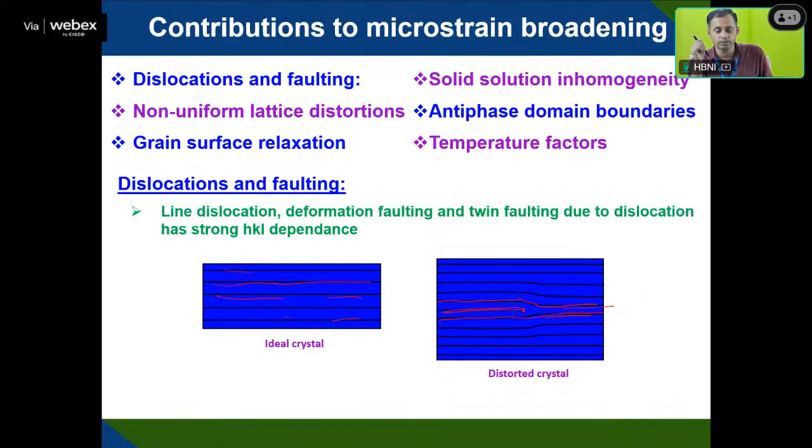And if you have a solid solution inhomogeneity, like you are doping some material up to the solution limit, for example, if you put nickel in zinc oxide, up to a certain extent, 5 to 7%, it will go inside. Beyond that it will not go into the lattice. Instead of going into the lattice, it may go to the interstitial or deposit on the surface. So within the solution limit, doping has to be carried out. And then there are non-uniform elastic distortion and anti-phase domain boundaries. There will be the effect of temperature, and different grain relaxation mechanisms are there. Those will cause some sort of broadening.